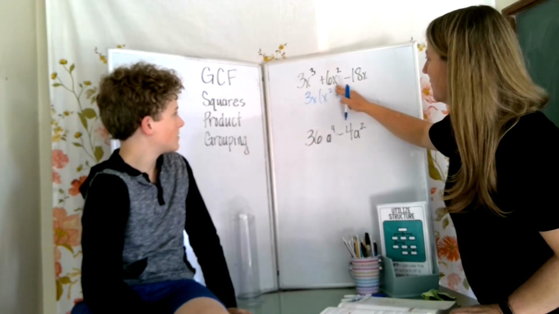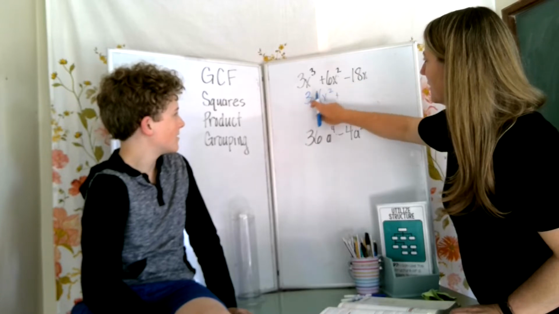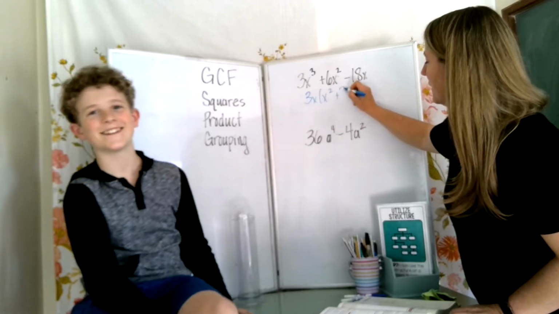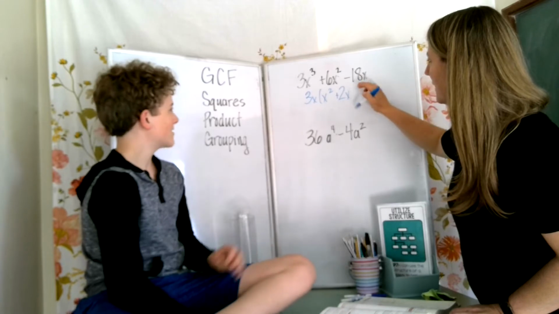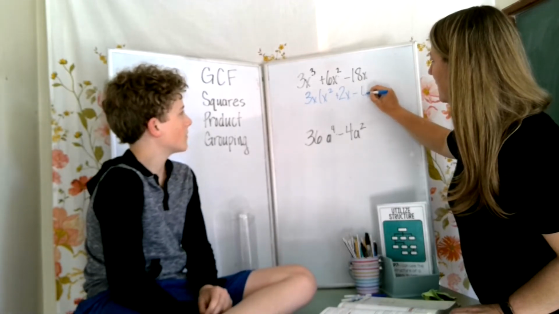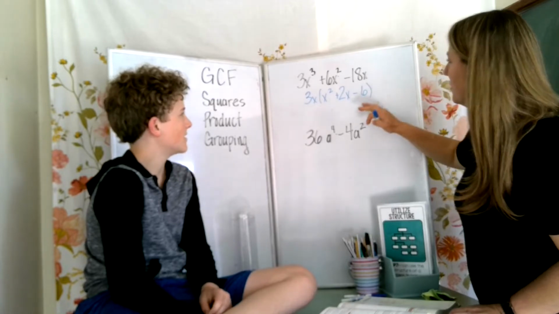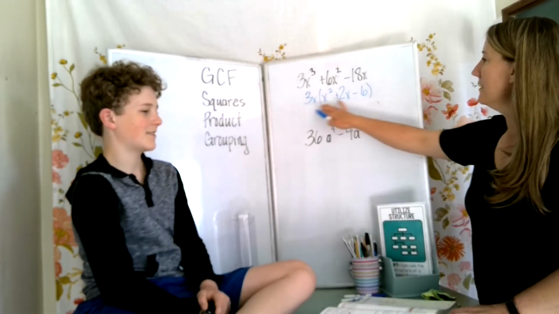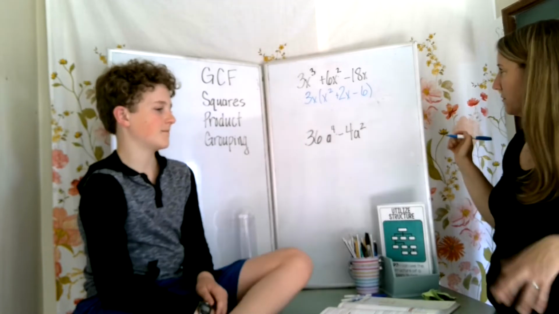Plus 6x. Well, we factored out 3, so we're left with 2x. And in this term, we have minus 6, right? So the quick double check is just, does this times this give me this? And we're always doing those quick double checks.